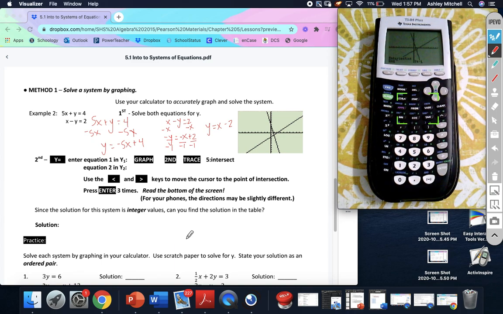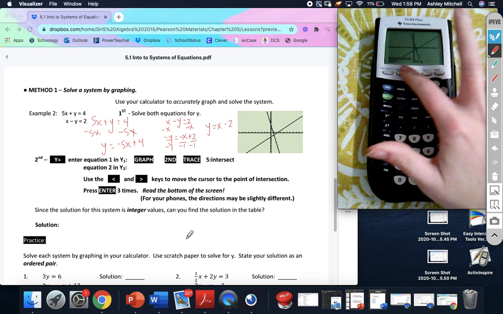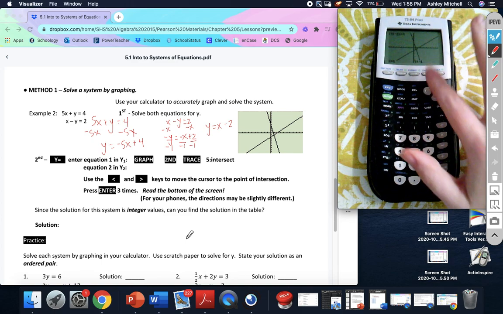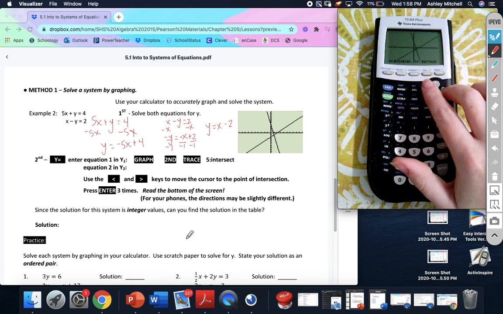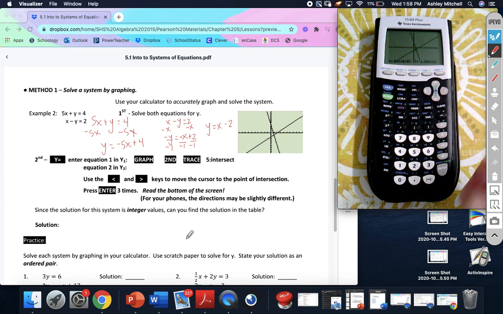There we go. One thing that is different when you have the app on your phone is that you're not going to hit enter, enter, enter 3 times. You're just going to look for the point where it says intersection by scrolling your arrows back and forth, and it'll tell you at the bottom of the screen. If you're having difficulties using the Calculate 84 app to find the intersection, just message one of your teachers. We'll be glad to help you.